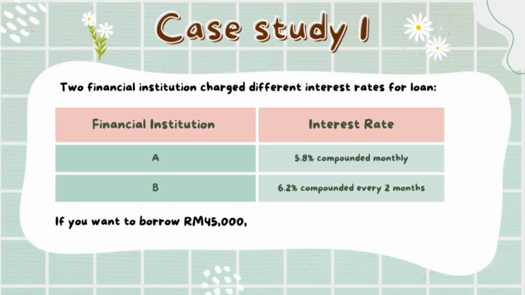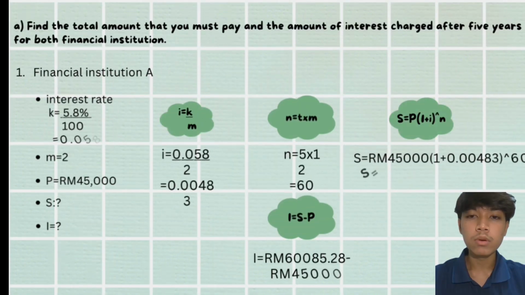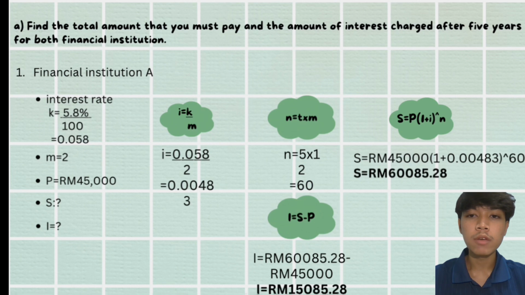Case study 1. Two financial institutions charge different interest rates for loans. Financial institution A, the interest rate is 5.8% compounded monthly. B, 6.2% compounded every 2 months. If you want to borrow 45,000 ringgit, find the total amount that you must pay and the amount of interest charged after 5 years for both financial institutions.